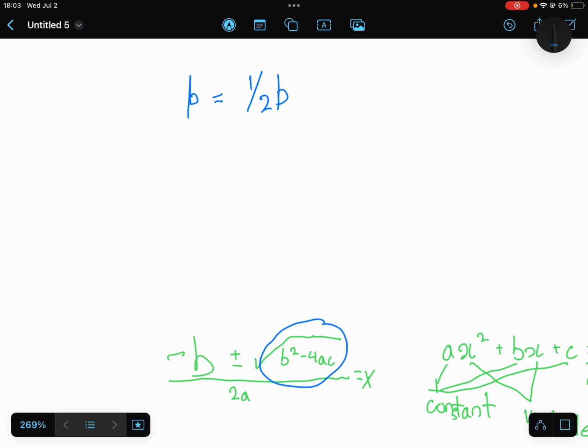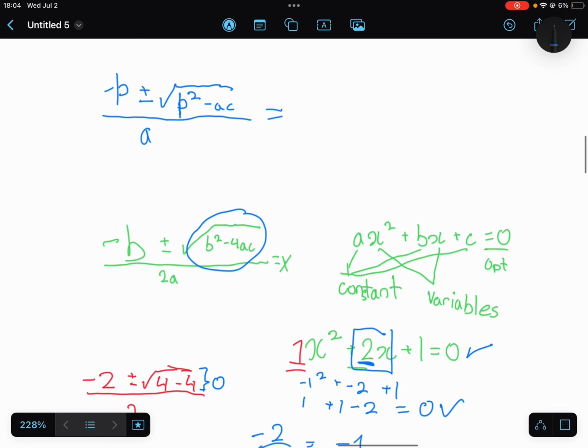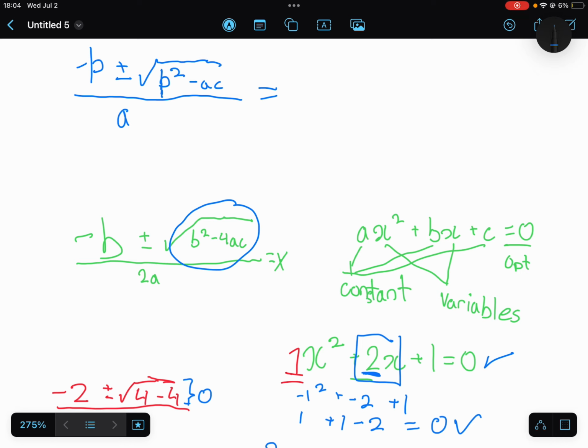So it's negative beta plus minus root of beta squared minus AC over A. Now, as we notice here that this equation has an even b value. So we can try solving it over here too.